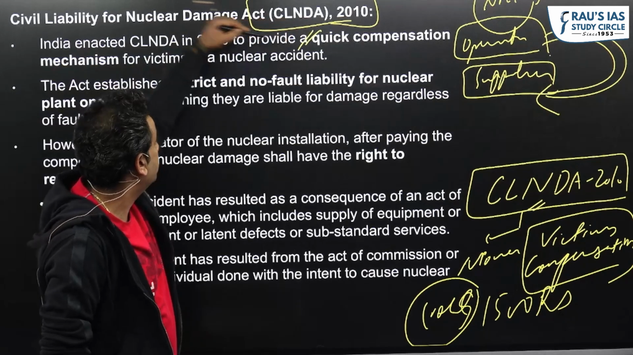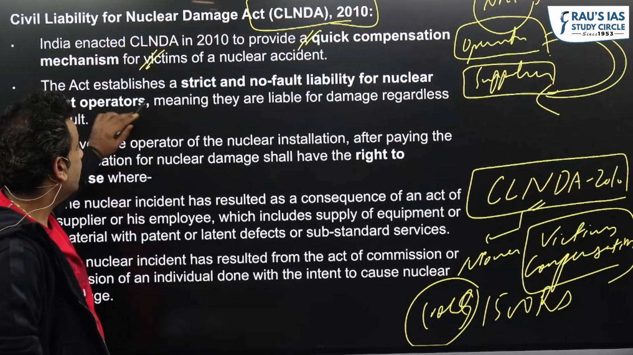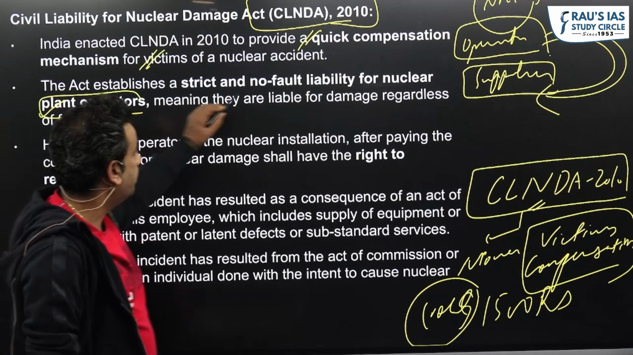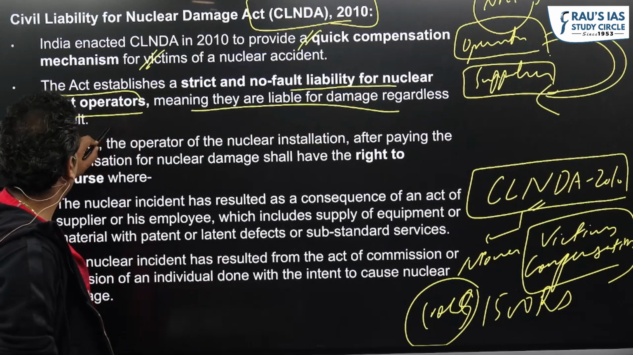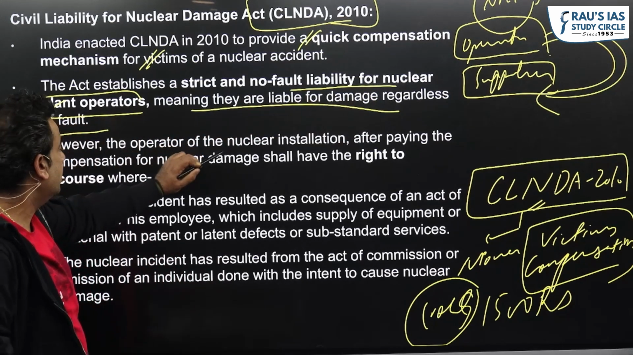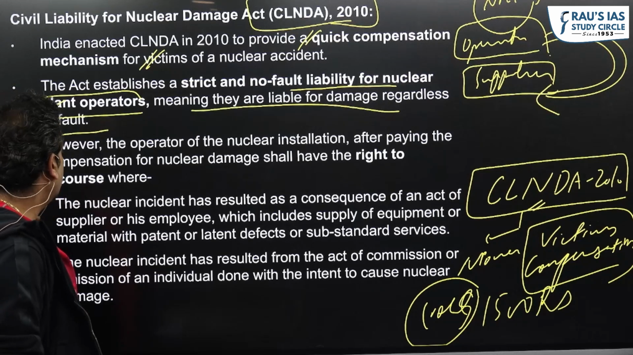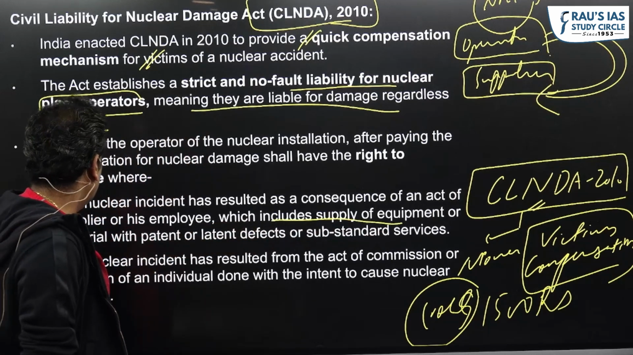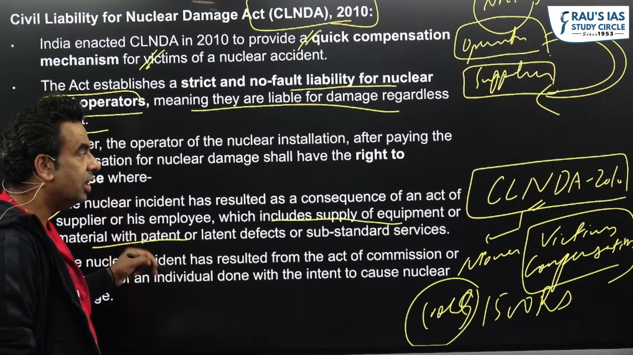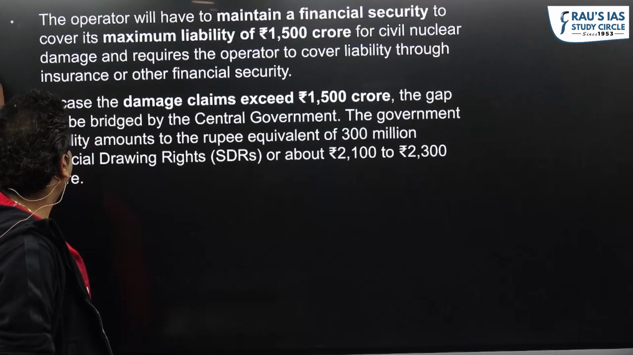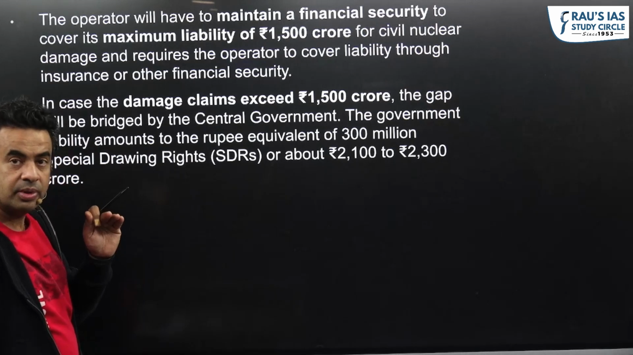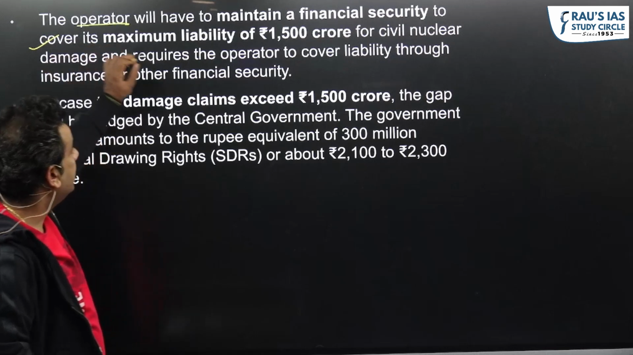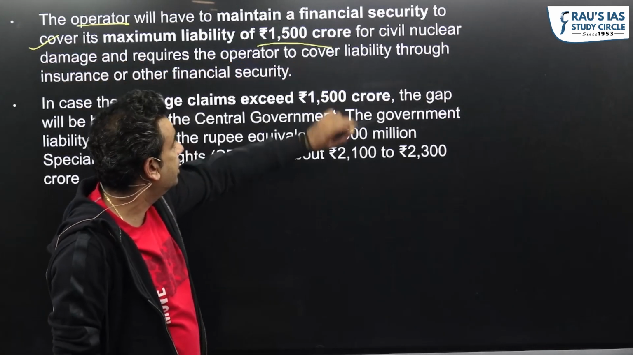So quick compensation should be given to the victims. The act established that the nuclear plant operator is liable to pay the damages, but if the operator can prove that the accident is because of faulty equipment, then the money has to come from the equipment supplier company. This became the threat for the private players, and this led to the deadlock. So the operator will have to maintain financial security of 1500 crore rupees.